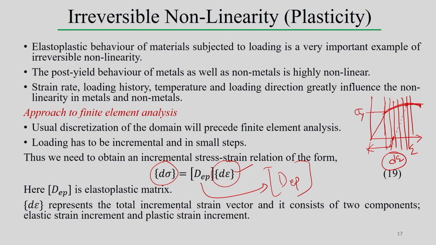The dε is the total incremental strain vector that we have already shown, and it consists of two components: one is the elastic strain increment, and the other is the plastic strain increment. So the total strain increment consists of the elastic part as well as the plastic part, because we are assuming the material is elastoplastic in nature.